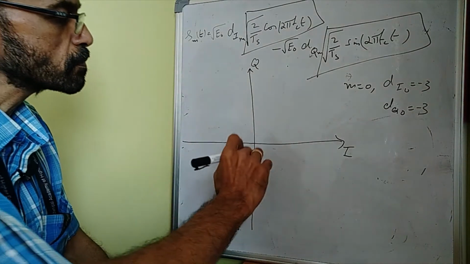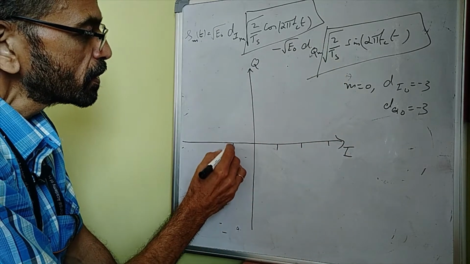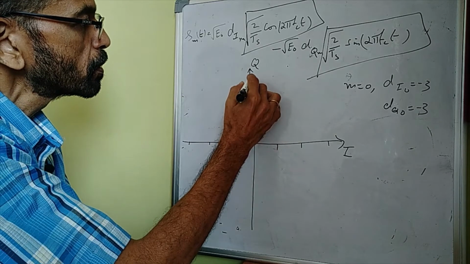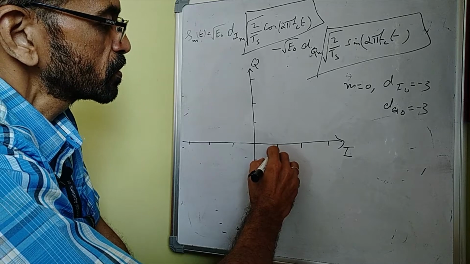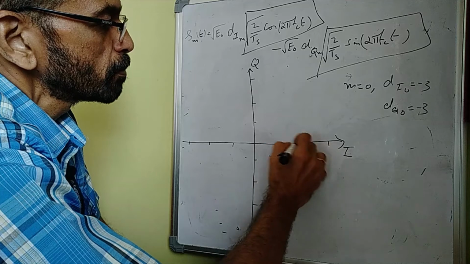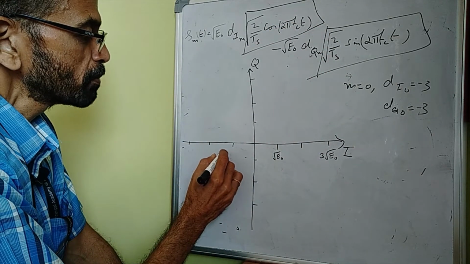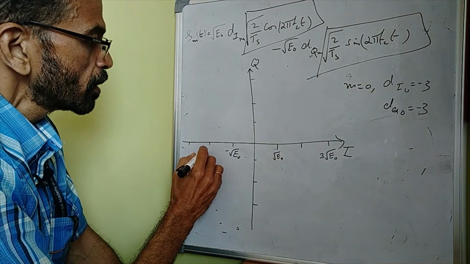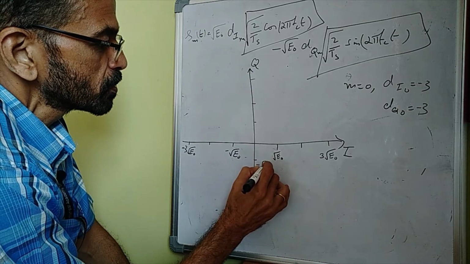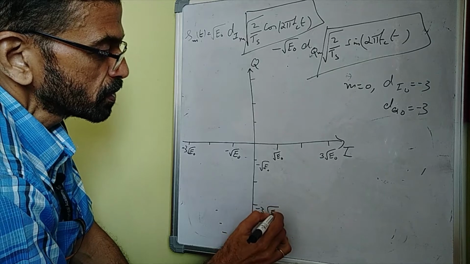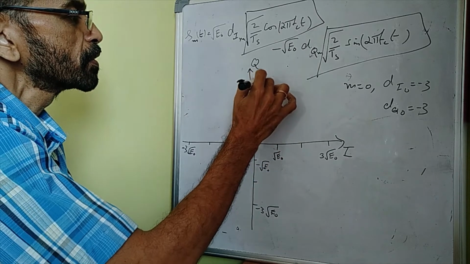Right. So before I plot, I have to just have some idea here as to where I should locate the signal points. So let's say this is root E naught, 2 root E naught, 3 root E naught. Similarly, this will be minus root E naught, minus 2 root E naught, minus 3 root E naught, and over here we will have root E naught and 3 root E naught.